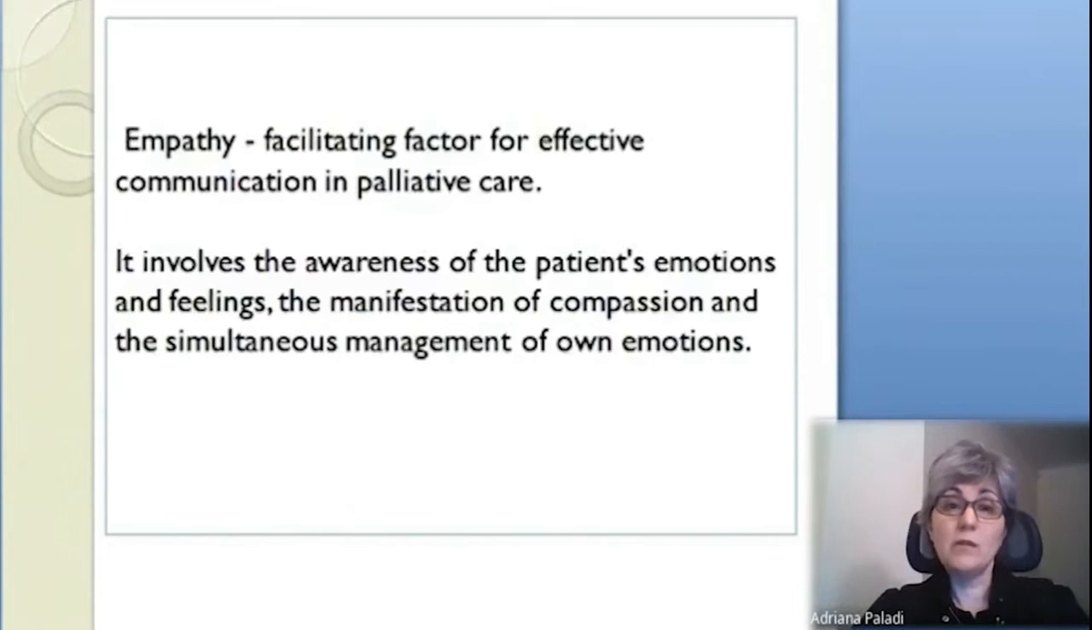Empathy is defined as a phenomenon that involves the awareness of the patient's emotions and feelings, the manifestation of compassion, and the simultaneous management of one's own emotions.